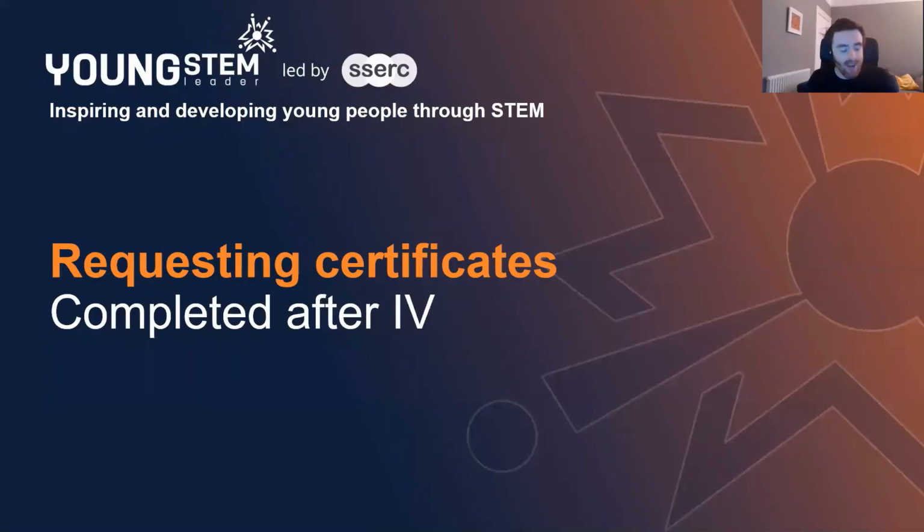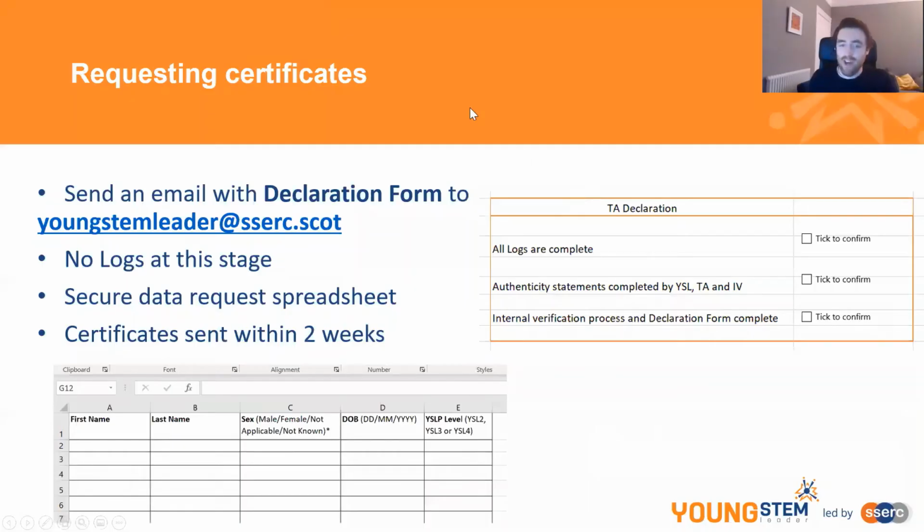And once you've completed internal verification, you're then ready to request certificates from us. What happens is you've completed your declaration form, and you're ready to get the certification going. You just send an email attaching that completed declaration form to youngstemleader@sark.scot. That's the standard young STEM leader email. You don't need to send us your logs. We don't need to see that at this stage, and we only really need to see that declaration form. It's internally assessed, so there's no external assessment that goes on at this stage.